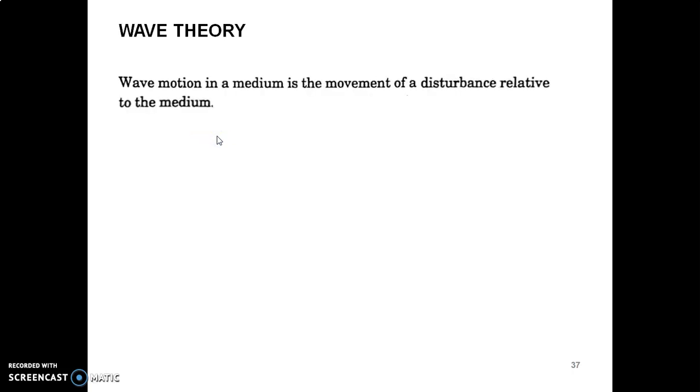So, wave motion is actually the movement of disturbance relative to the medium. It is the movement of disturbance in the medium, the relative motion of the disturbance in the medium. For the disturbance to be produced, there must be a source of disturbance. From the source, the disturbance will move in the form of a wave. That is the wave theory we studied in physics.